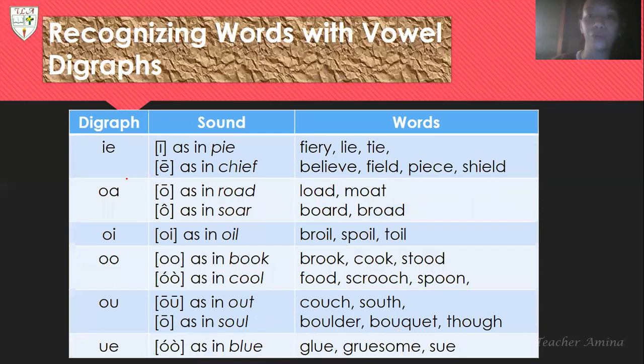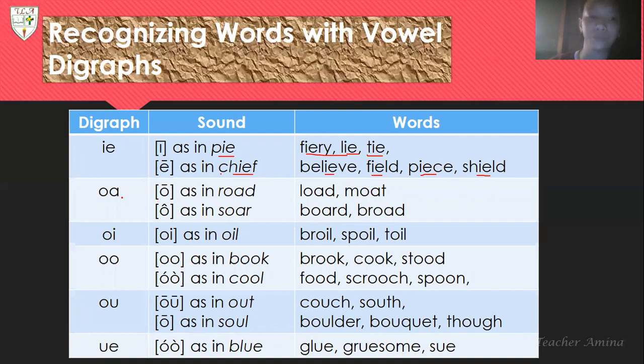We have some more over here. For the digraph IE, we have two kinds of sounds: the long I and the long E. The long I as in pie. Here are some examples: fiery, lie, and tie. For the long E sound as in sheaf, we have examples like believe, field, peace, and shield.